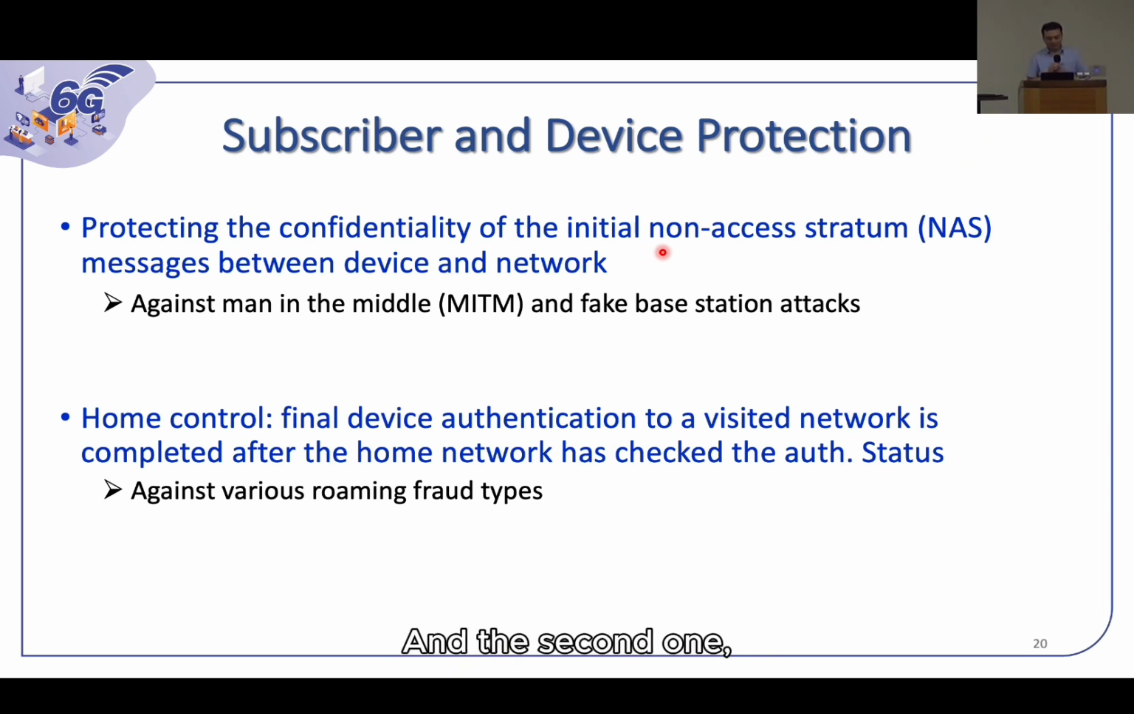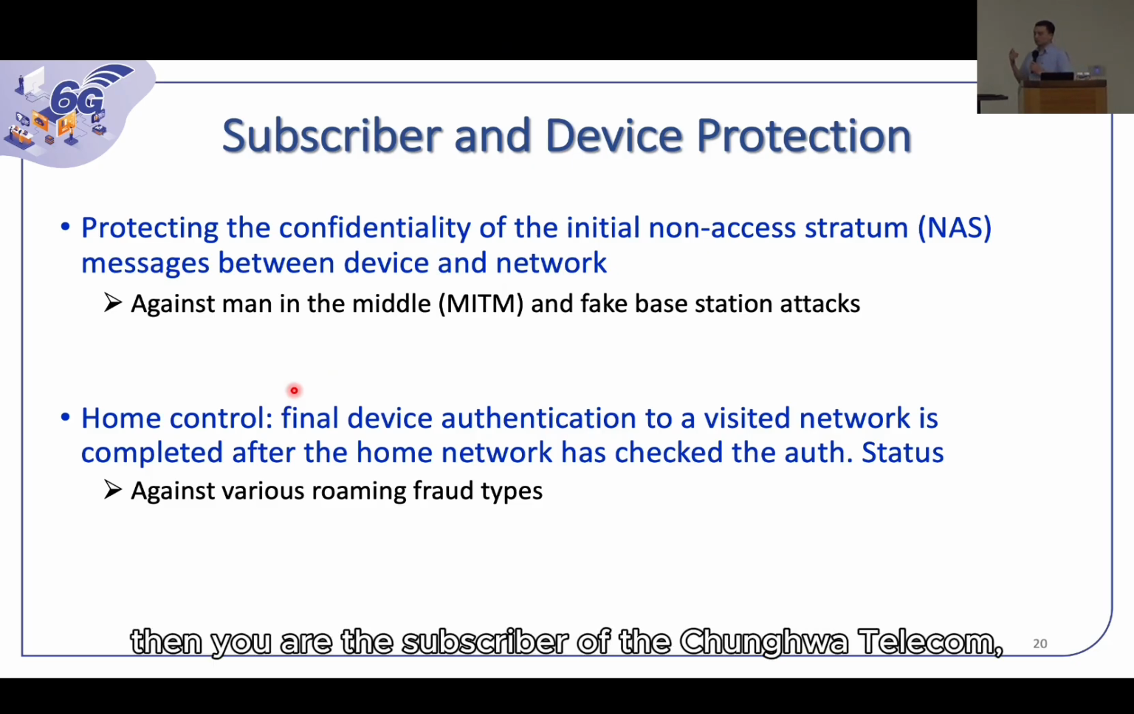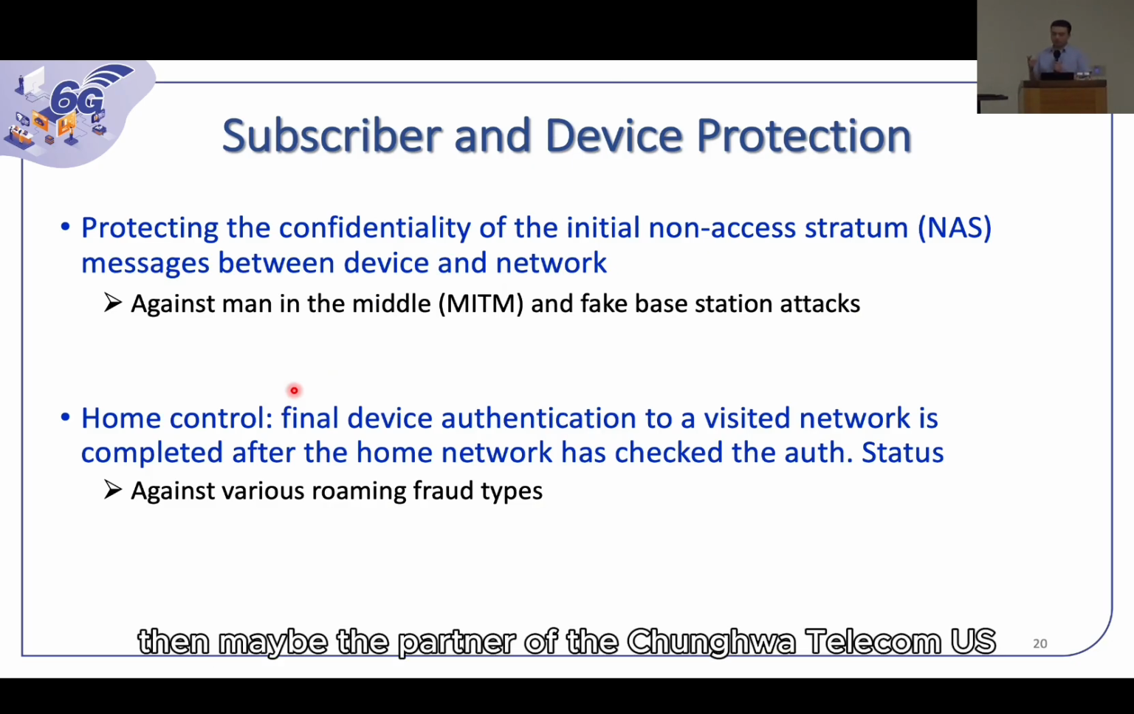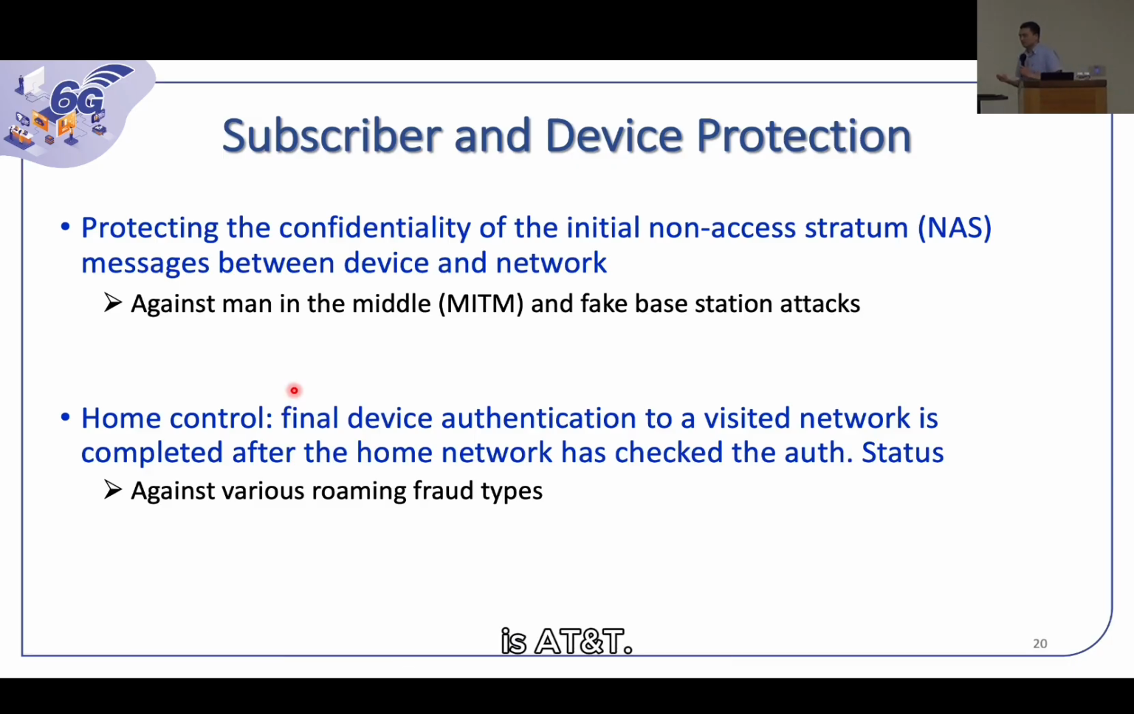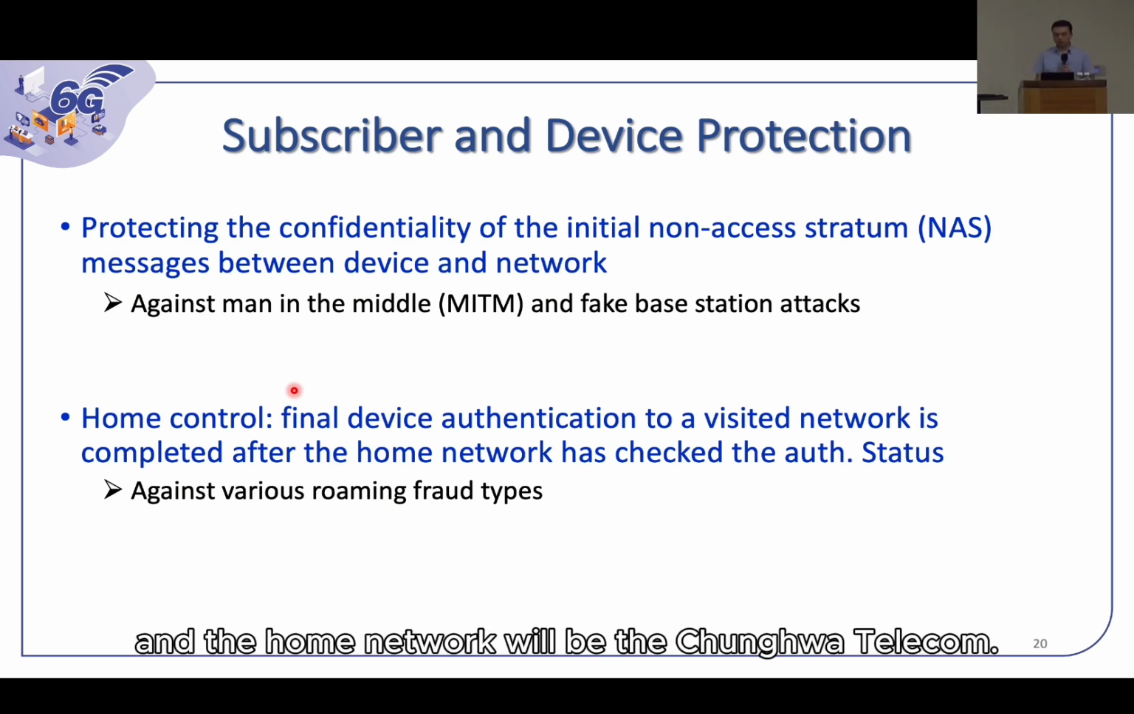Okay, and the second one, the home control is implemented. Okay, before, for example, let's consider a scenario. When you go to US, the network infrastructure will include two parts. One is the serving network. Okay, the other is the home network. When you go to US, you are the subscriber of Chunghwa Telecom. Then maybe the partner of Chunghwa Telecom in US is AT&T. So the serving network will be the AT&T network, and the home network will be Chunghwa Telecom.